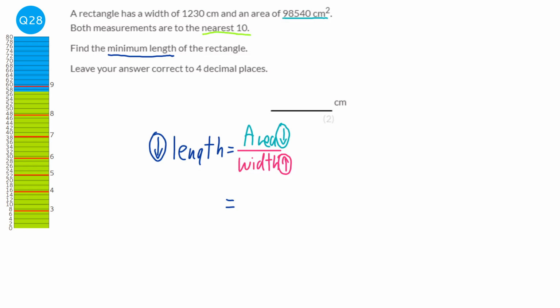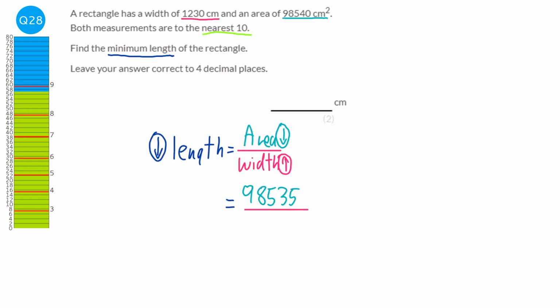Well, it says the accuracy is to the nearest 10. And what we're going to do is halve that. So half of 10 is 5. And then we're going to take it away from the area. So it's 98,540, take away 5, which will be 98,535.